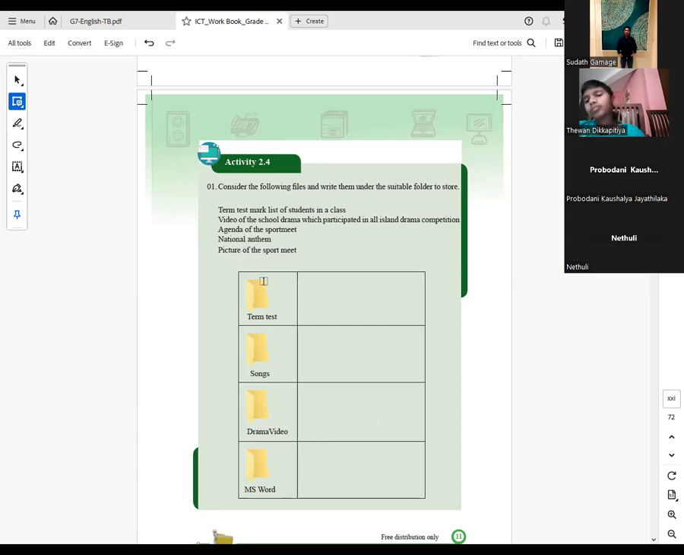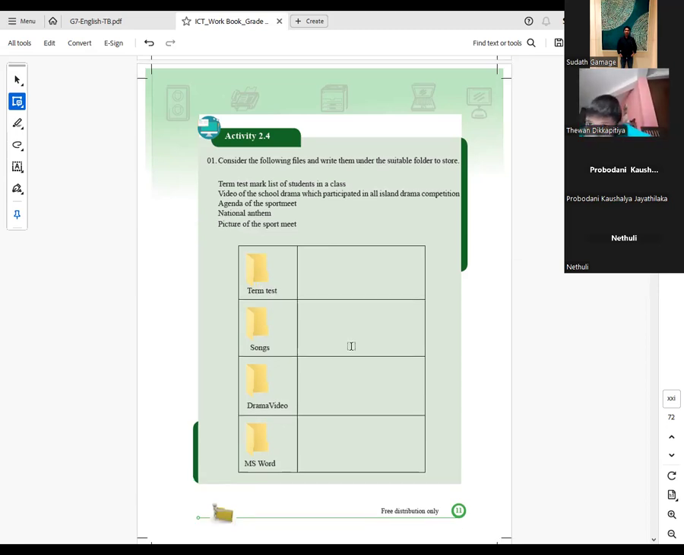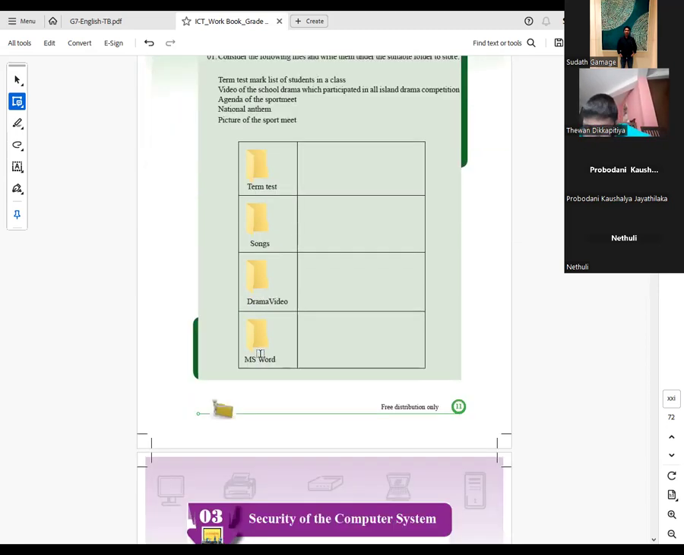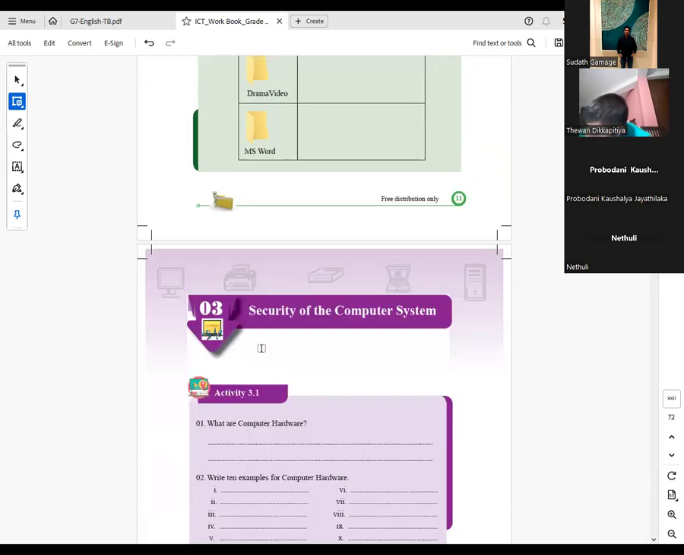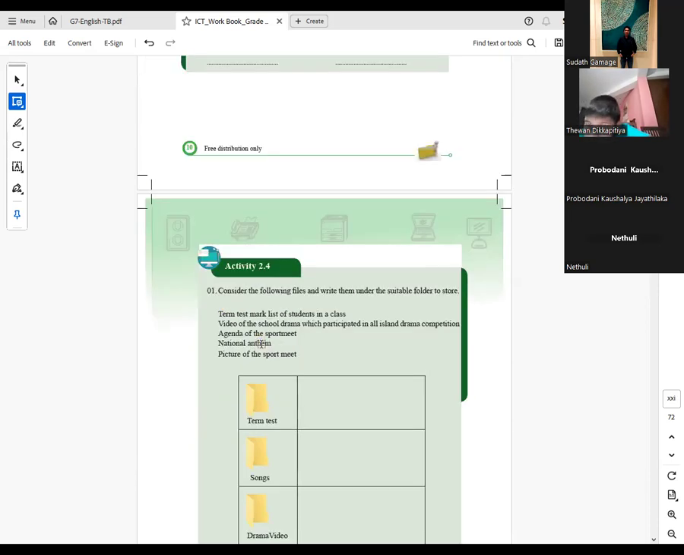It can't be put to the term test. It can't be put to the songs. No drama videos, no MS Word. So it is a picture. There should be another folder. Right. Okay, that's it. That's all about the first 2 chapters.